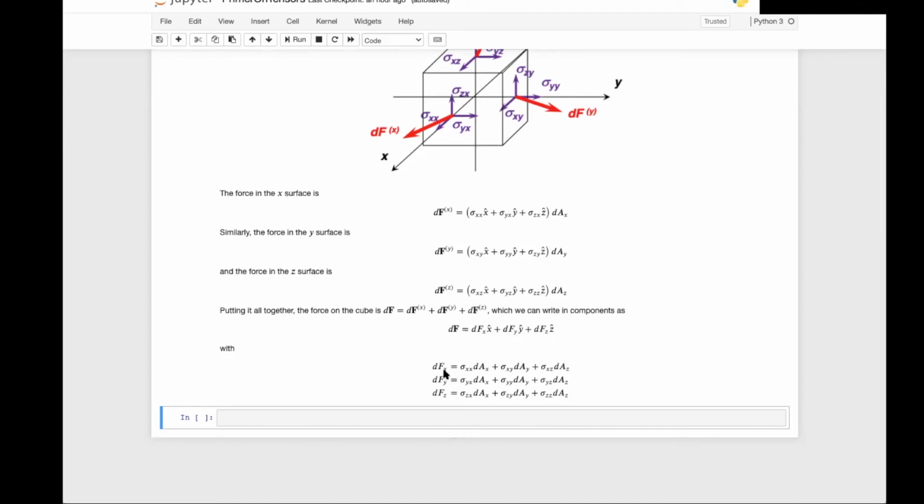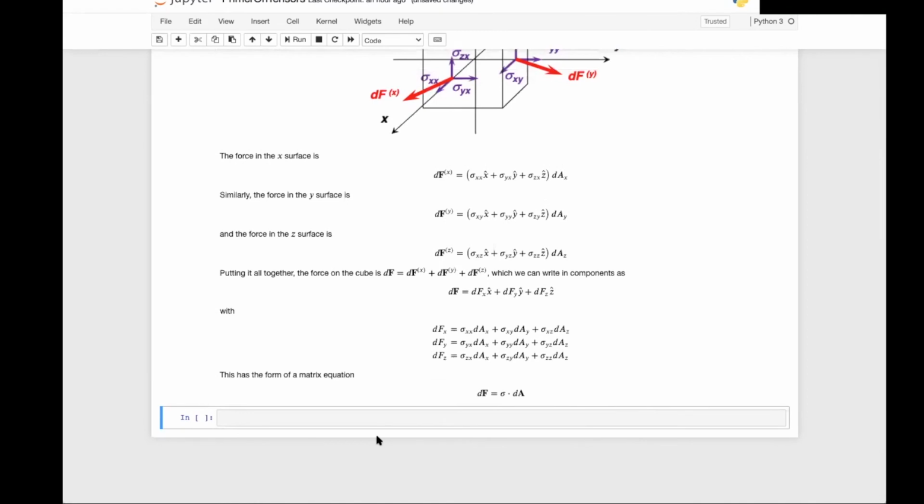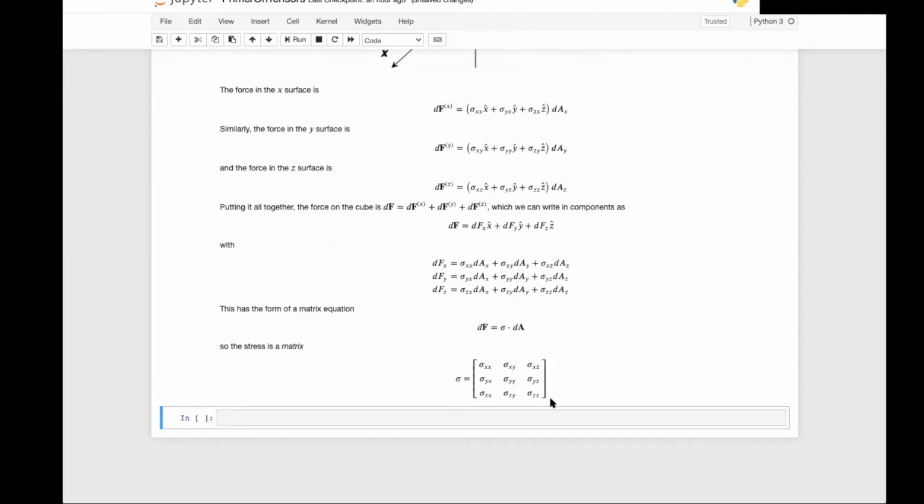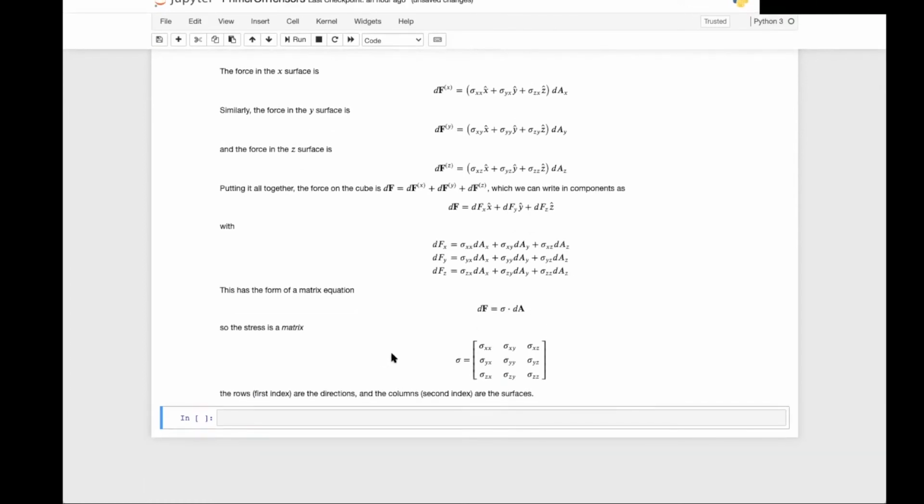Now you will notice that this has the form of a matrix equation. We can write this in the form of df is equal to sigma dotted with dA, where sigma is the following matrix. This will give you these three expressions when you do the matrix multiplication of sigma with dA. So the stress is a matrix where the columns, the first index, are the directions x, y, and z, and the rows, the second index, are the surfaces. So the surface x, the surface y, and the surface z.